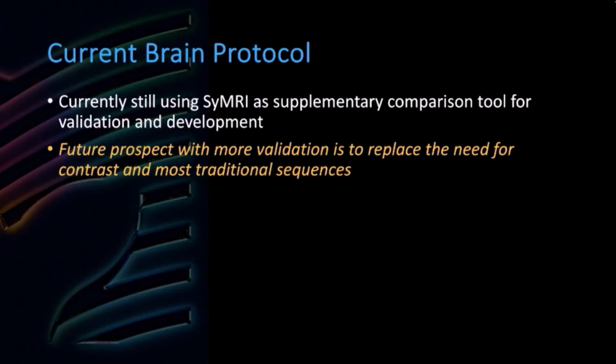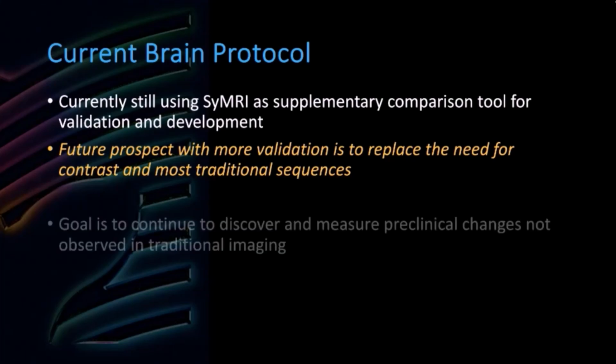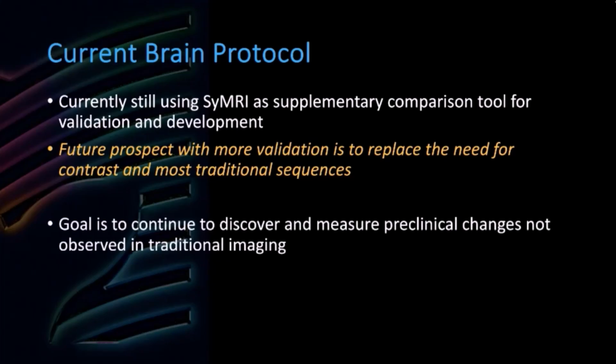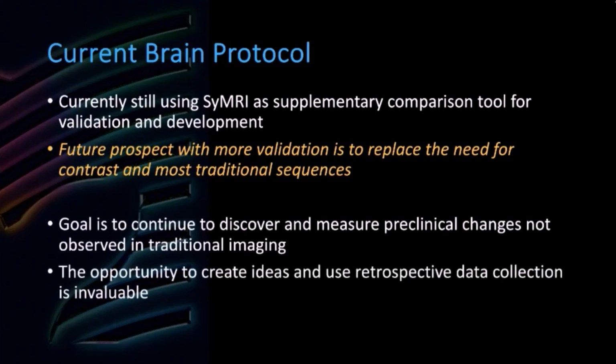We're currently still using SyMRI as a supplementary comparison tool for validation and development. The future prospect for us with more validation is to replace the need for contrast, or at least minimise it, and replace a lot of the traditional sequences. The goal is to continue to discover and measure preclinical changes not observed in traditional imaging, and the opportunity to create ideas and retrospectively look at data collection. This is invaluable. You can imagine after 2 or 3 years of collecting data, when you have a new idea, you can go back over all of this again and make a lot of measurements to make a lot of retrospective studies.